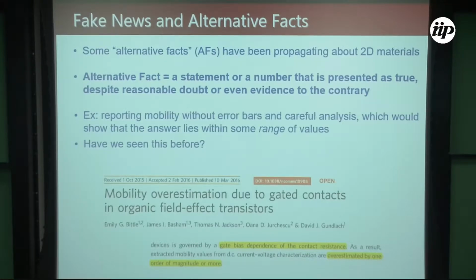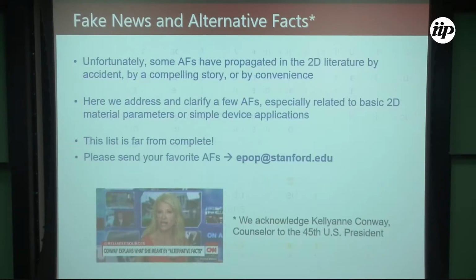Even 5 would be a record probably. But there's a lot of papers like that. So we have those papers too, unfortunately, in 2D materials. Okay. So here's who coined the term alternative facts. Her name is Kellyanne Conway. She's the counselor to our 45th president, who, like Voldemort, will not be named.